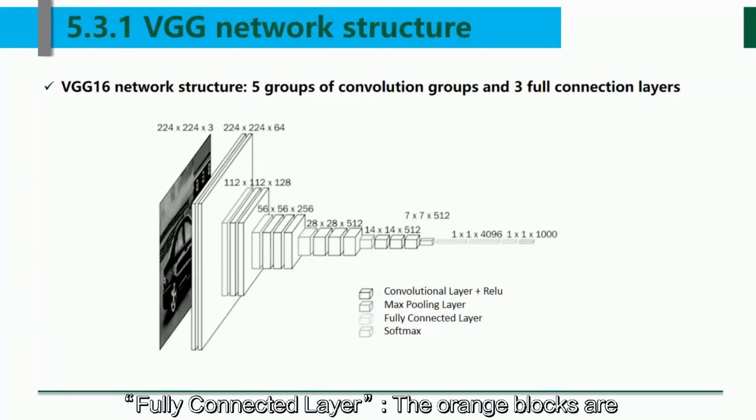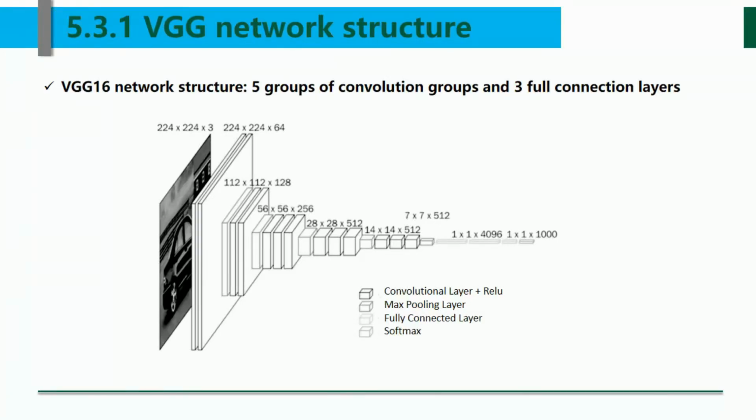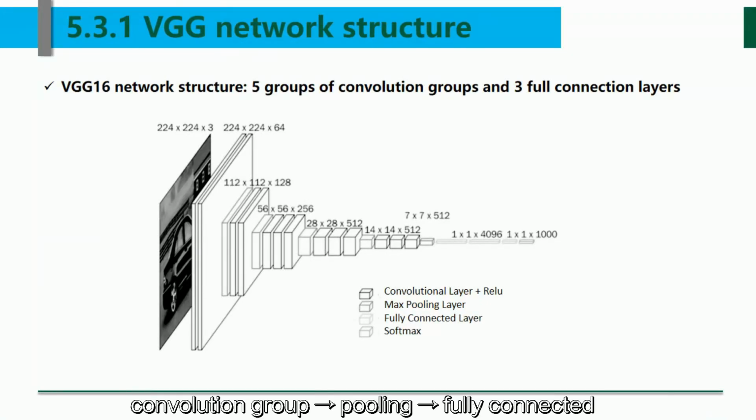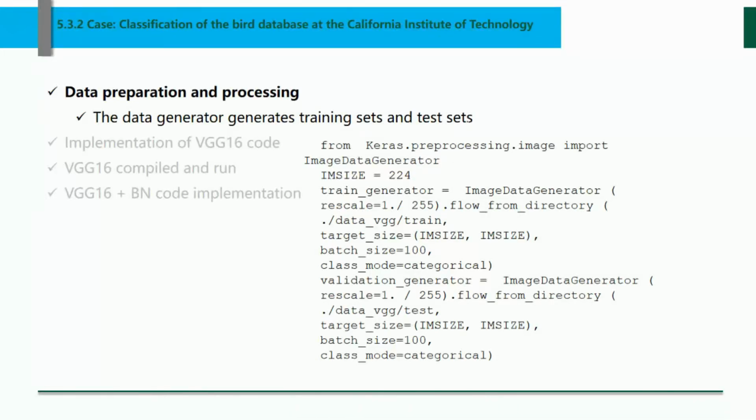Fully connected layer: the orange blocks are the 3 fully connected layers, 4096, 4096, 1000. Softmax: the final layer that converts fully connected outputs to class probabilities. This diagram visually shows VGG-16's convolution group, pooling, fully connected flow. You can clearly see how data shrinks in size but increases in channel depth step by step. Now, let's use VGG-16 for a practical task, classifying bird species from the California Institute of Technology's bird database.